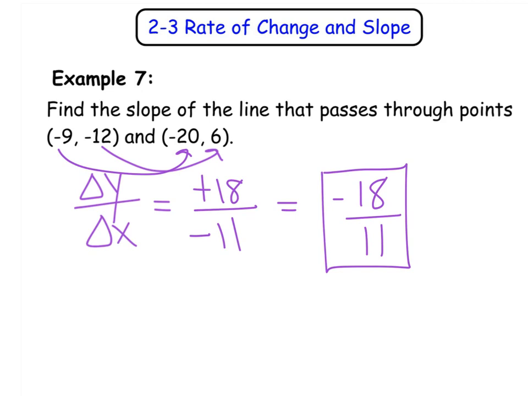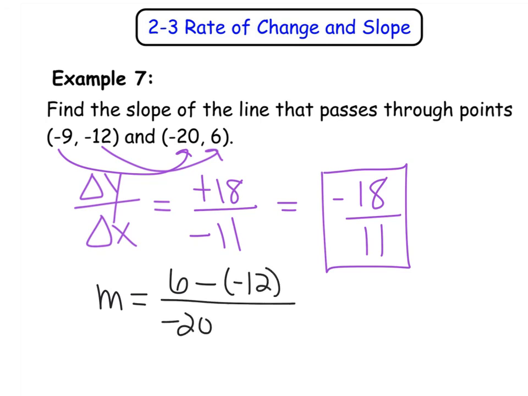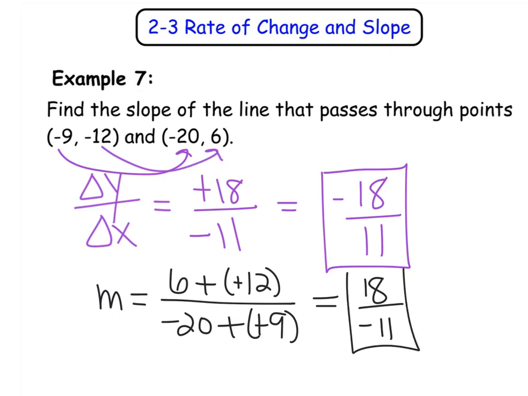Now I will do the formula way. So m equals y2, which is 6, minus y1, which is negative 12, over x2, which is negative 20, minus x1, which is negative 9. So we're adding a negative here. Adding a negative here. 6 plus 12 is 18. Negative 20 plus 9 is negative 11. So you get the same answer no matter what. So that was your last example.